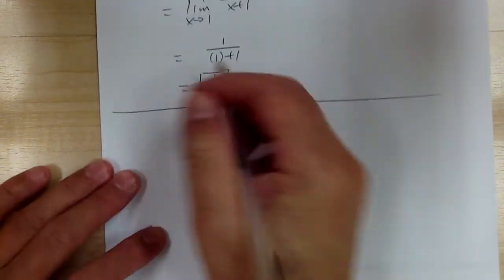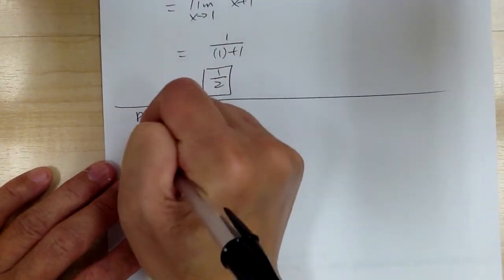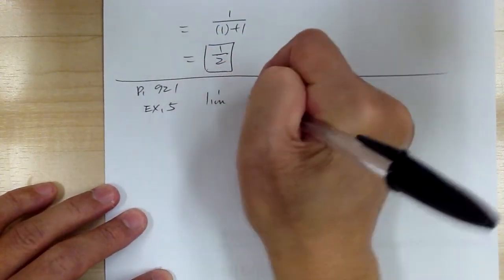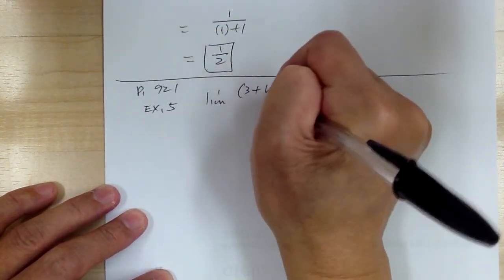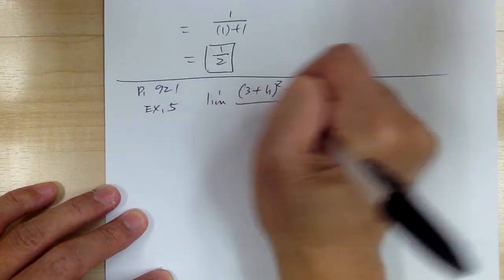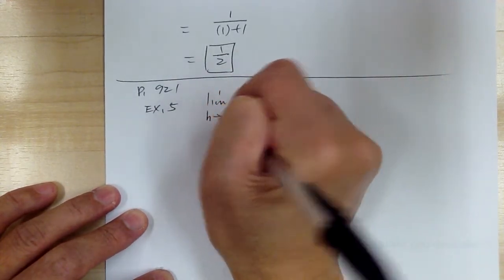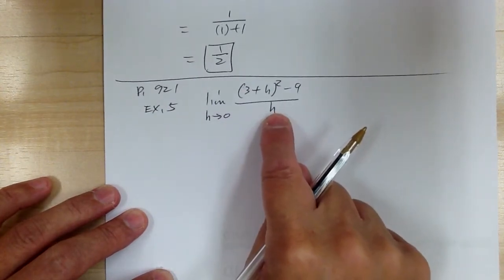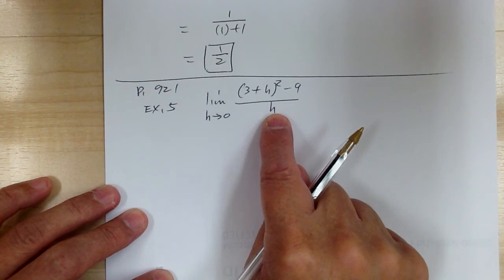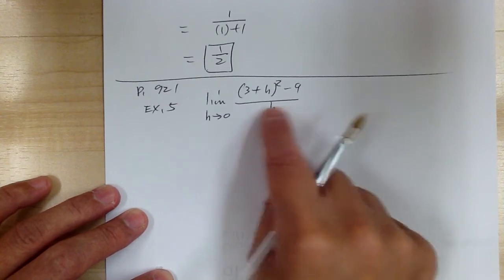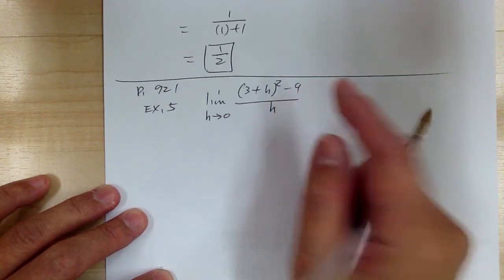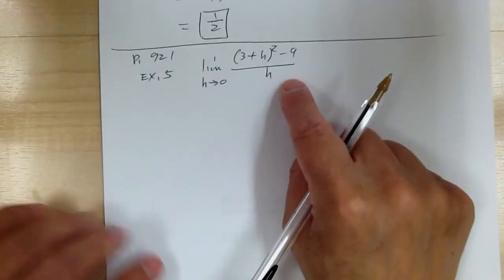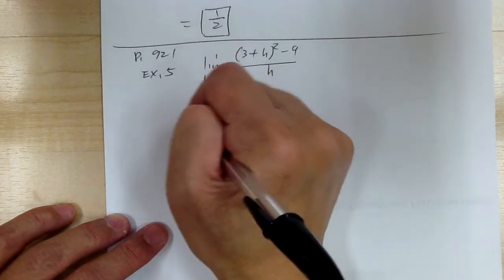Let's go to example 5. You have the limit of 3 plus h squared minus 9 over h as h approaches 0. So again, you cannot substitute directly. If you substitute 0 in here, you're going to get denominator equal to 0, then you're going to be undefined. So again, in this case, you have to try to simplify. There are many different techniques. Like this one, you have to do factoring to cancel. This one, you need to multiply out the square.